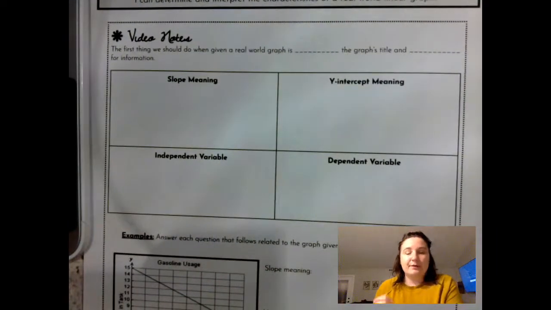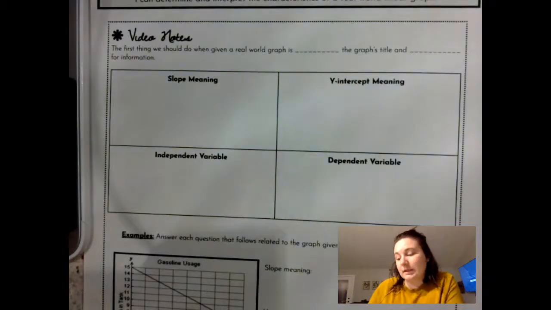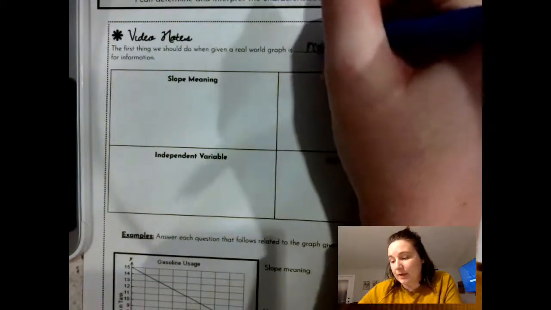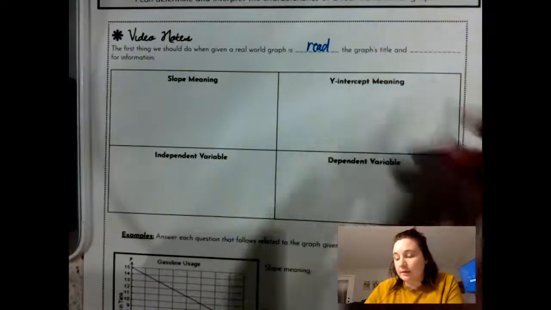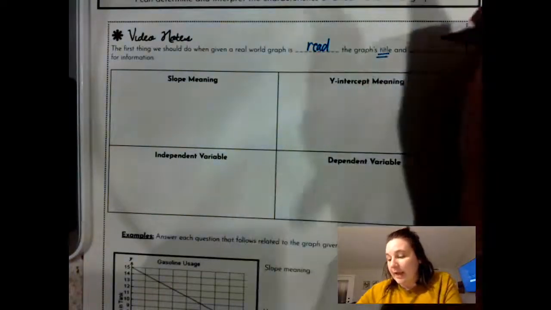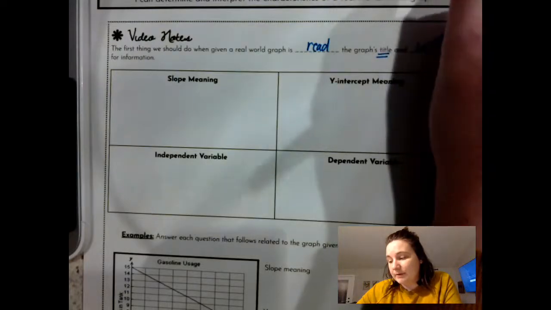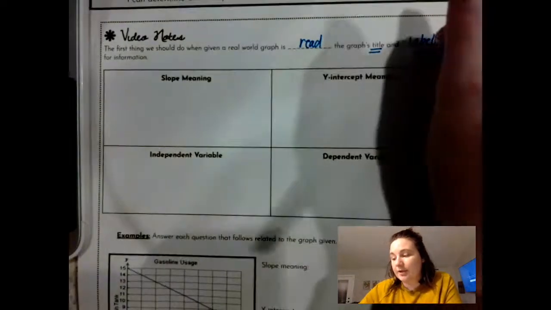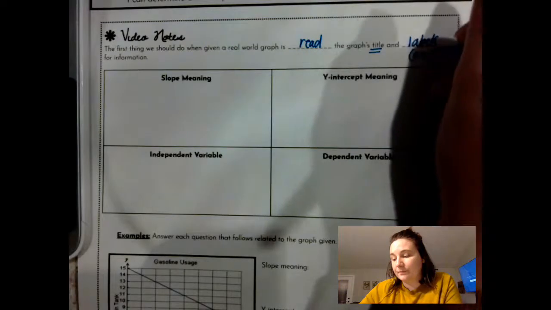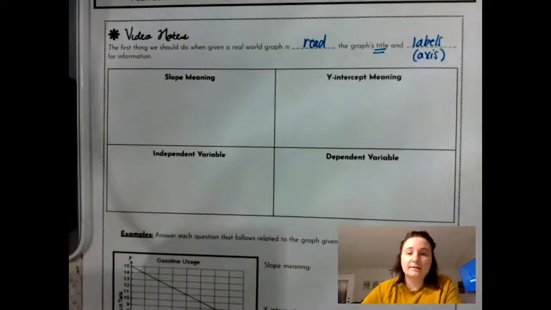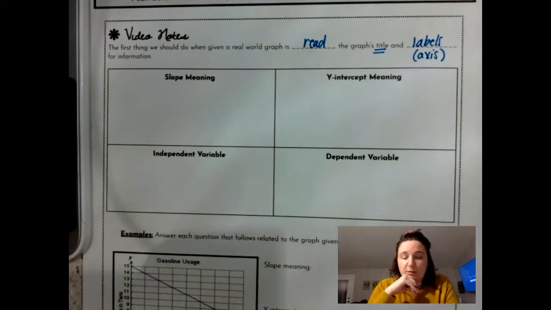So every time we're given a real-world graph, the first thing that we should do every time is to read the graph's title and the labels. So on each axis, the x-axis and the y-axis, read what those are so that you have some information about what's going on for the scenario.